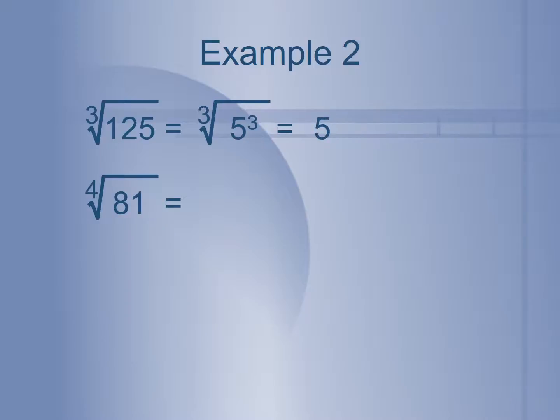So now let's do the 4th root of 81. So you're thinking, what number to the 4th power is 81? Well, 3 to the 4th power is 81. So the 4th root of 81 would be 3.